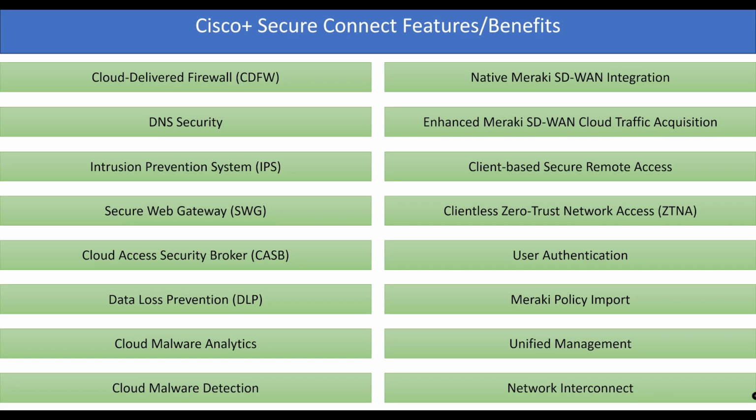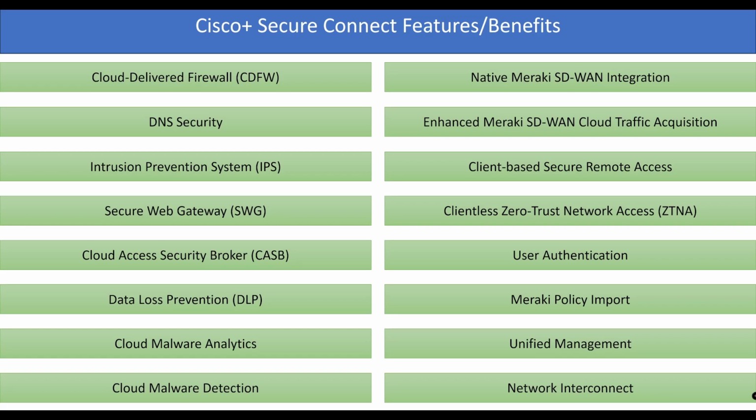With the Cloud Access Security Broker, or the CASB, we have the ability to gain visibility of cloud-based applications and block risky cloud-based applications if they shouldn't be accessed. Now, if data loss is a concern within an organization, Cisco Secure Connect can also leverage data loss prevention, or DLP, by analyzing sensitive data inline to prevent sensitive data from being leaked. With Cloud Malware Analytics, we can submit and check files for malware in a sandbox environment. And then complementing that is the Cloud Malware Detection, where we can detect and remove malware from cloud-based applications.